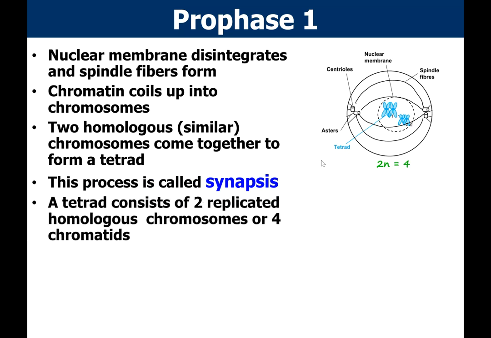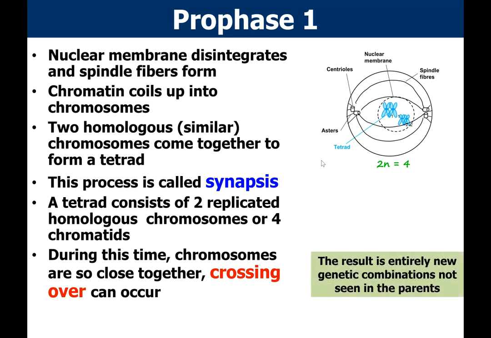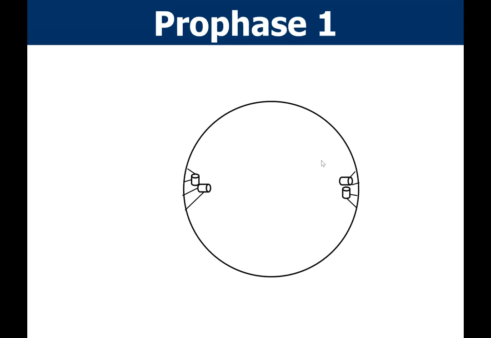A tetrad consists of 2 replicated homologous chromosomes, or 4 chromatids. During this time, chromosomes are so close together, crossing over can occur. So both synapsis and crossing over result in entirely new genetic combinations not seen in the parents.